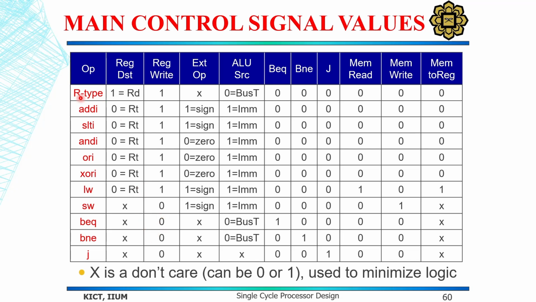Okay, so you can see, for example, in R type, the value is 1, which is RD. Then register write is enabled. This doesn't care, because there is no extension in R type. Then ALU source is 0, which comes from bus T, and then all these control signals are 0. So similarly, this table highlights that for each type of instruction, which control signal holds what value, and wherever there is X, it means that it is a don't care, meaning it can be 0 or 1. It is used to minimize logic, because these are not relevant at that particular stage.